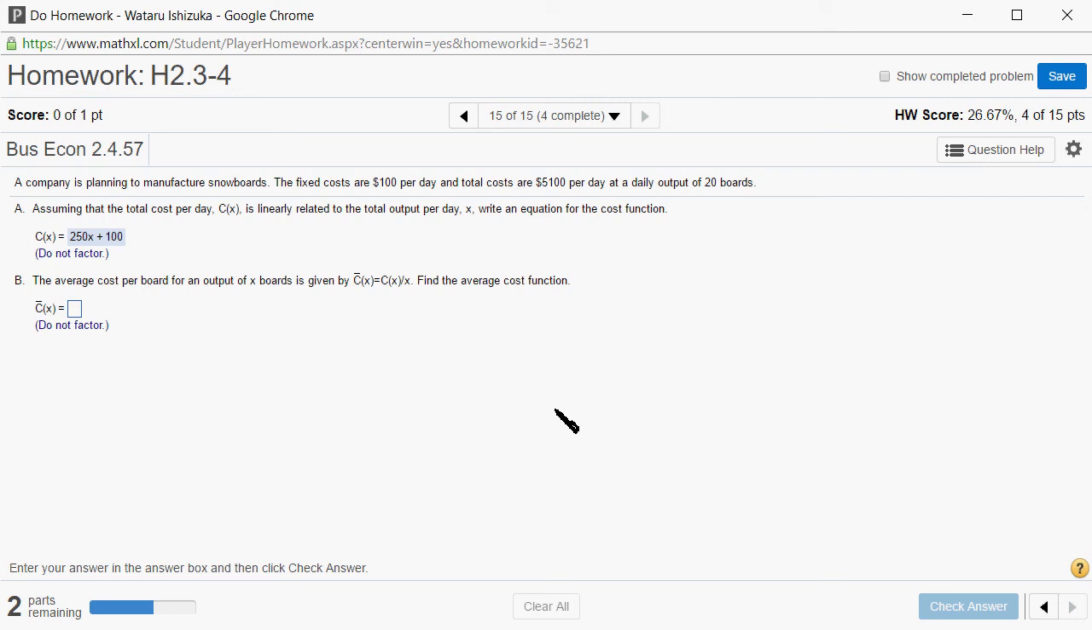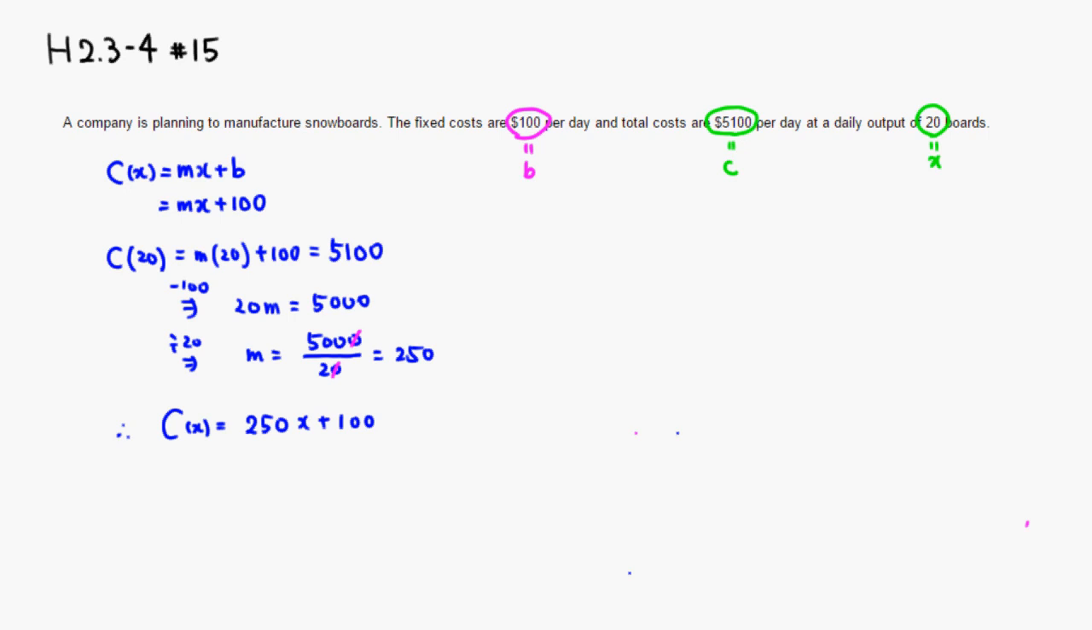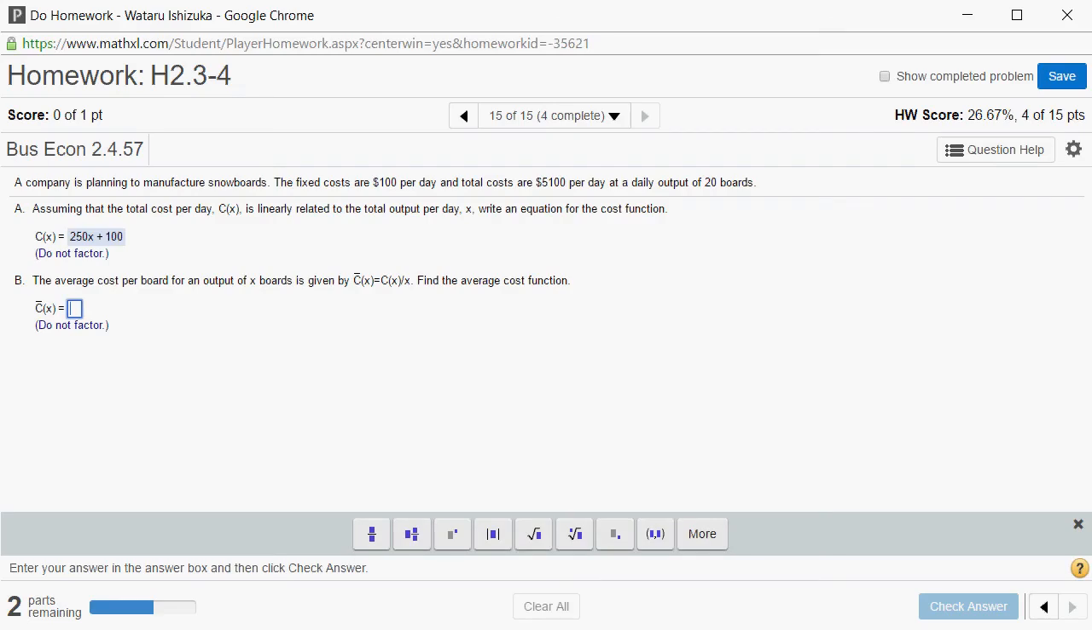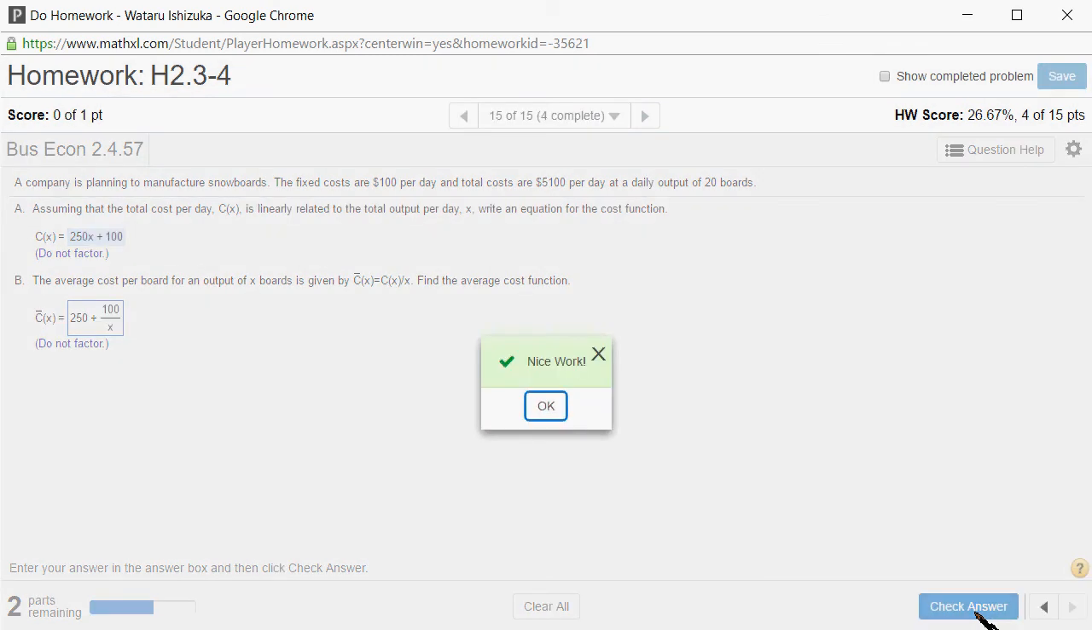The average cost per board for the output of x boards is given by, so all you have to do is divide the cost function by x. The average cost, C bar of x, is C of x divided by x. C of x we just found to be 250x plus 100. So if you divide by x, 250x over x is 250, then 100 divided by x would be just that. Let's type it in. It's 250 plus 100 over x. Let's check the answer. We got that.